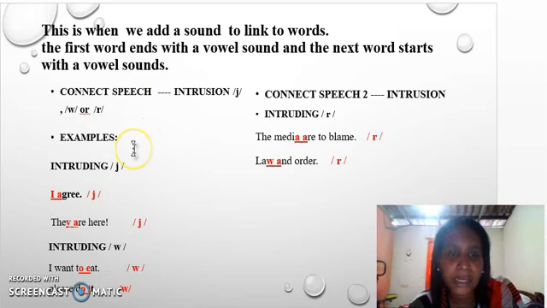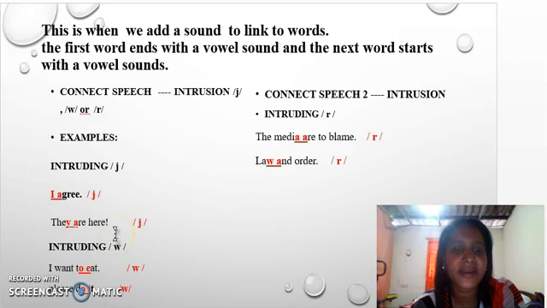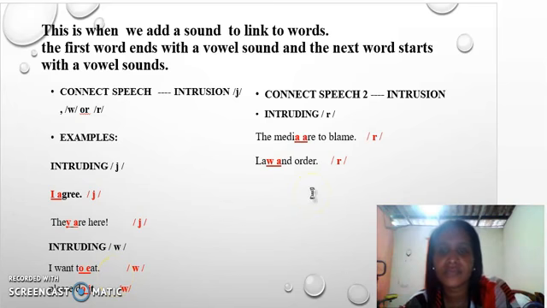Examples, including J: "I agree"; the correct form is "they are here". Including W: "I want to eat"; the correct form is "I want to". The correct form is "please do it". Including R: "media are to blame"; the correct form is "media are to blame". Order.